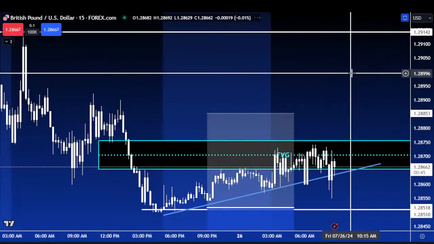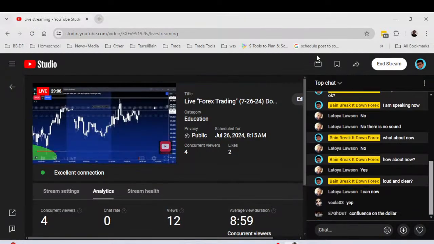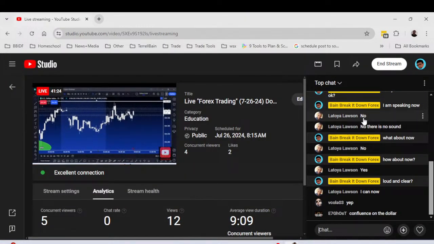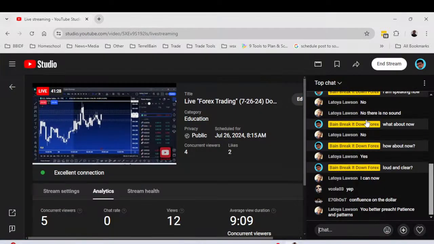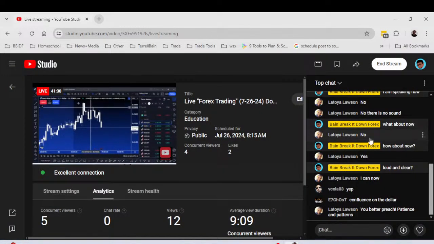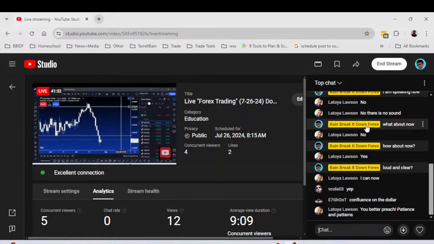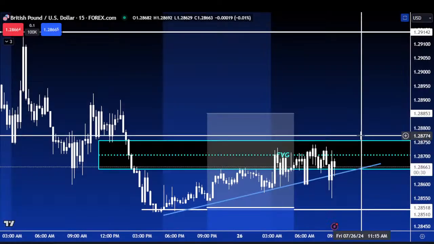So let's move on. This is pound dollar. All right. Confluence on the dollar. What do you see, Ghost? Talk to me. That's right. Patience and patterns. I like that. I like that.